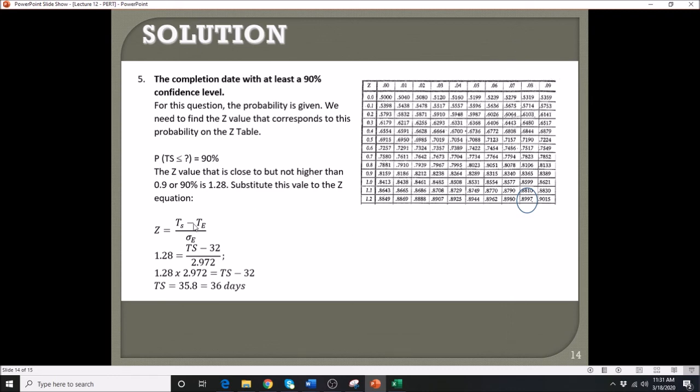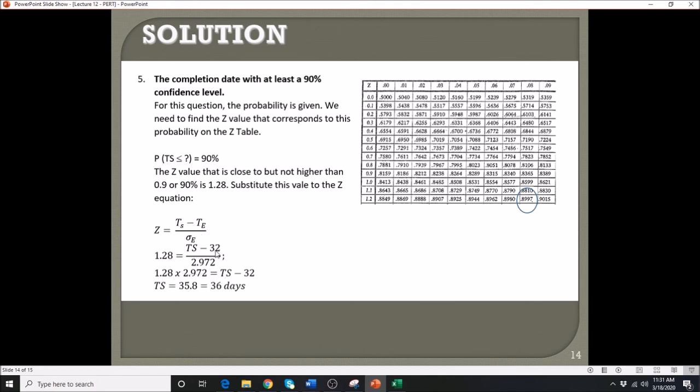And then we will be using your formula again, Z equals TS minus TE divided by the standard deviation for the entire project. Take note, what is being asked here is your TS. We don't know the TS. So plug in, we have 1.28, that is your Z value that we get here. So 1.2 plus 0.08, that gives you 1.28.